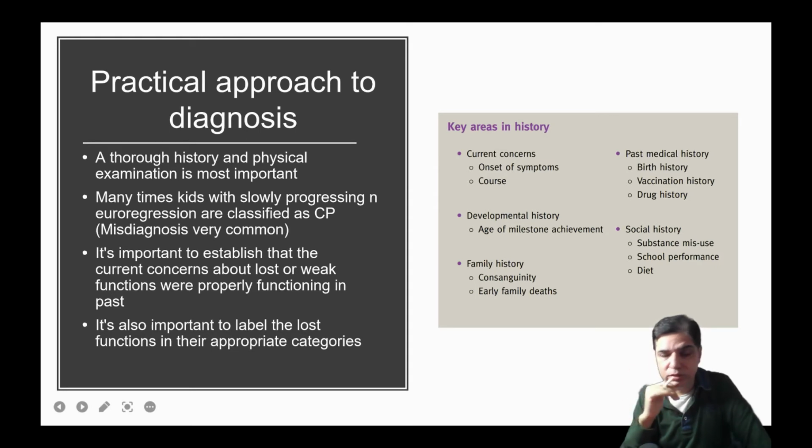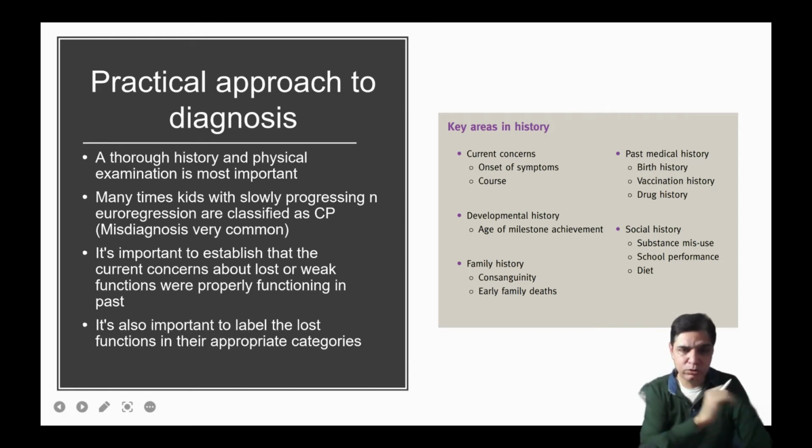Misdiagnosed, especially more so in developing countries. They would label every other child who's got some form of neuro problem as cerebral palsy, though in fact it's not cerebral palsy. It's basically a neurodevelopmental regression. So it's very important to differentiate between these two. It's important to know whether these milestones were never achieved at all, or whether they were achieved and then the child reverts back on those milestones. And it's also important that you label whatever has been lost, you fit it in its own appropriate category.